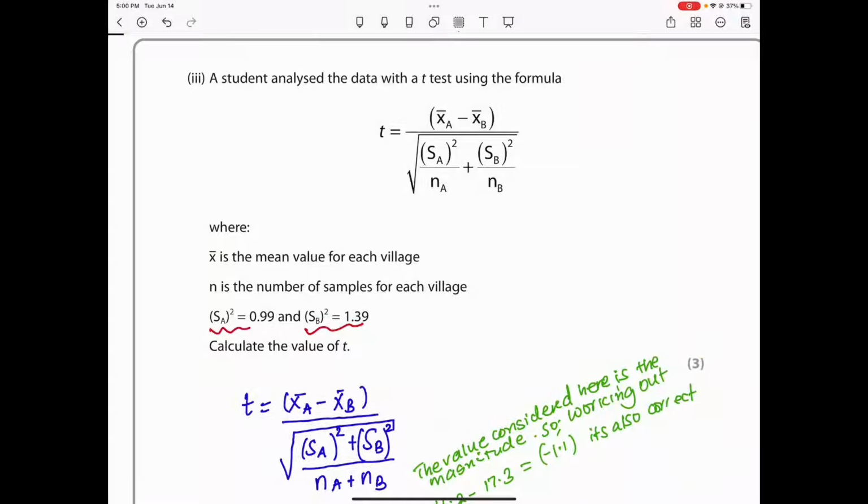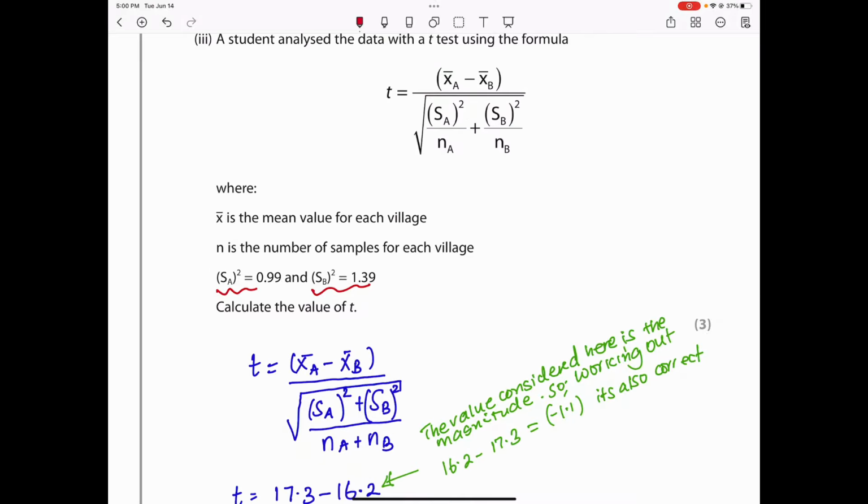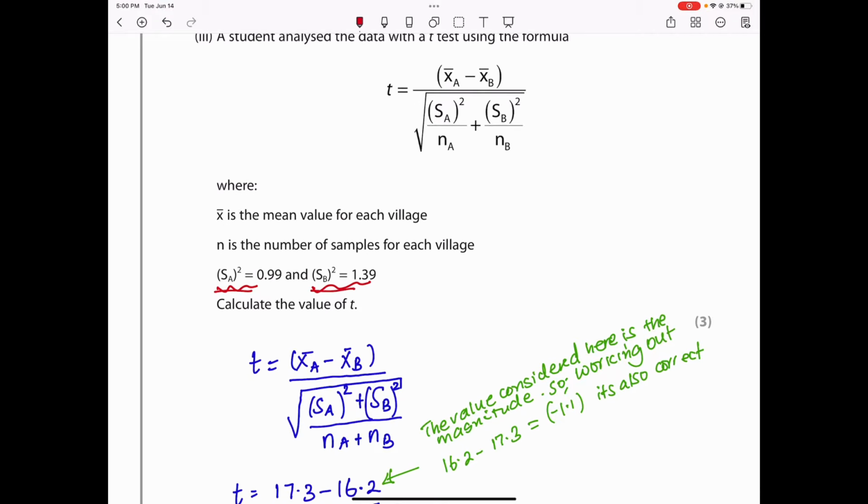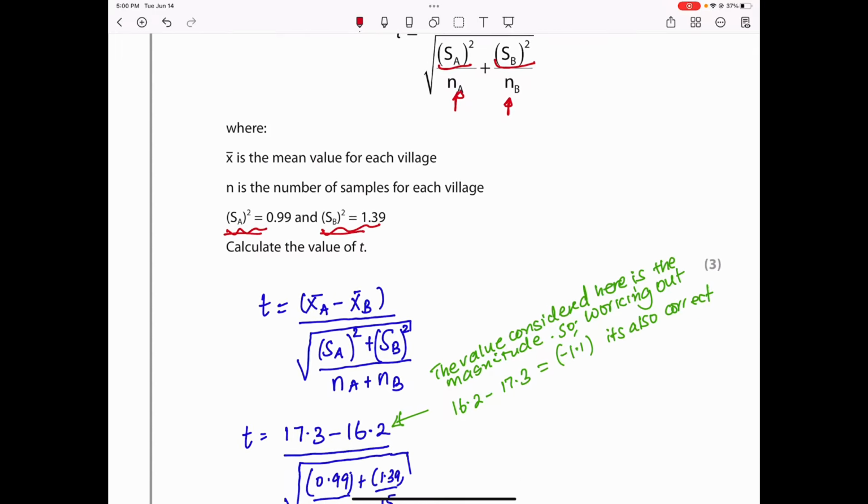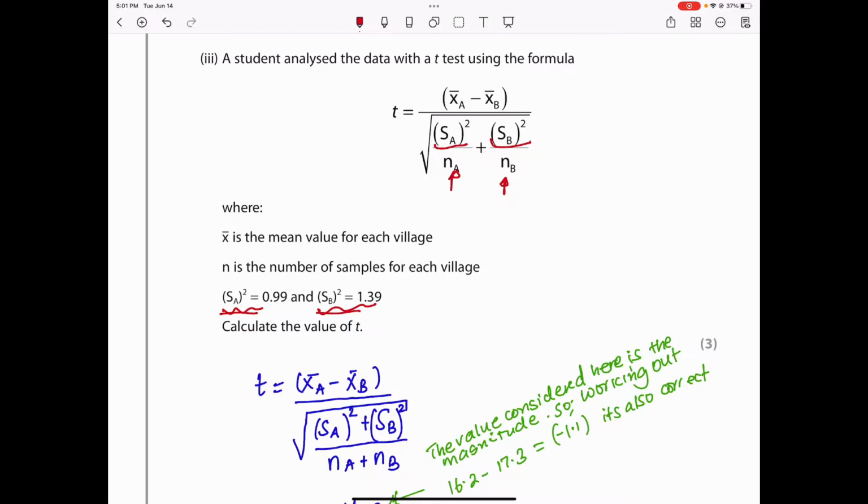A student analyzed the data with a t-test using the formula. So we have the formula given here. This is the t-test, where x bar is the mean value for each village and n is the number of samples for each village. They've given us s_A squared and s_B squared, and they want us to substitute. Since this is given, that is given, this we already know, and that we already know because we know the numbers of the samples, we can find all the other values, which is easy. We also know that and that.